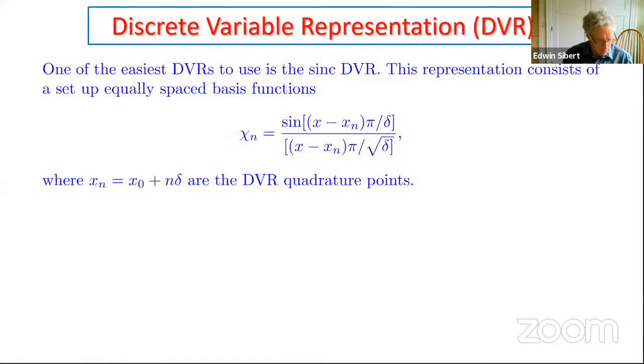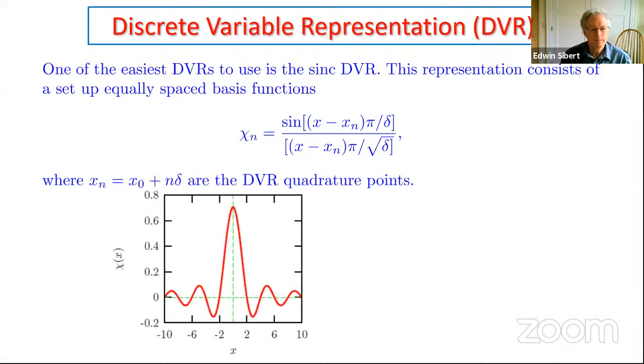And this has given rise to this particular set of functions that are very popular. This is called the sinc DVR. Gerlai uses it, I use it, John Light and Zlatko Bacik popularized this idea. Basically, you have a sine function over a linear function. And if I plot this for you, you get this. And so basically I have an equal set of points and they're separated by delta. And at each point, centered about each point, so this is centered around the origin, I'm plotting for you this particular function.